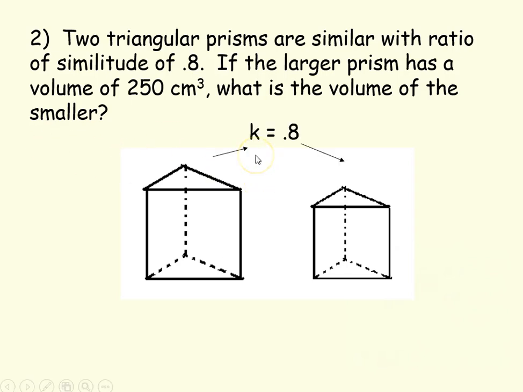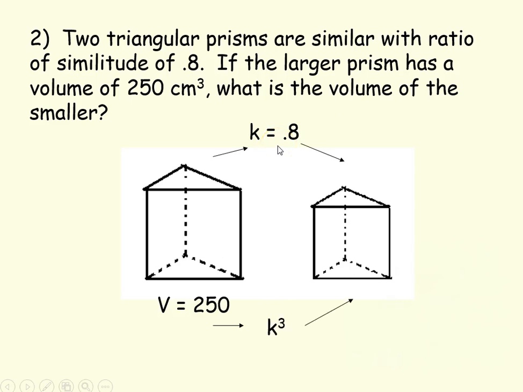So what that means is that if I take whatever length this is here and multiply it by 0.8, I get the lengths of the smaller triangular prism. And I know that because the ratio of similitude is 0.8, and we can assume that that's just K. Our K is 0.8. The larger prism, this prism right here, has a volume of 250. We want to find the volume of the smaller one. Well, we know that volume is related by the scale factor to the third power.